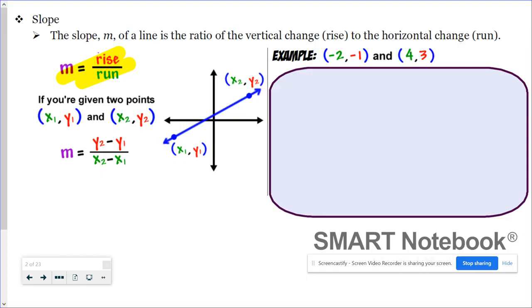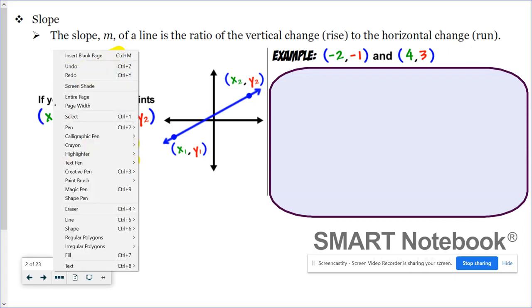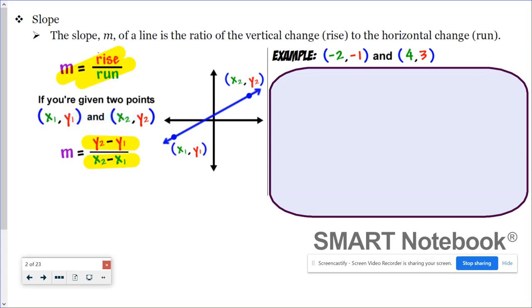So you can use rise over run when you're looking at a graph. Or you can use those 2 points in the slope formula. So the slope formula, we can find that vertical change by subtracting y2 minus y1, and we can find that horizontal change by subtracting x2 minus x1. So over on the right side of the screen, I have an example. I'm given 2 points, (-2, -1) and (4, 3).